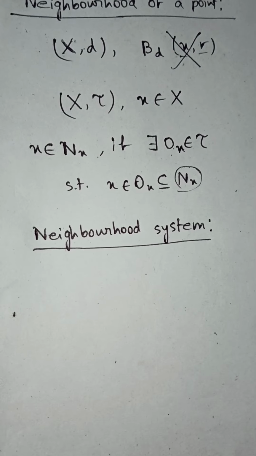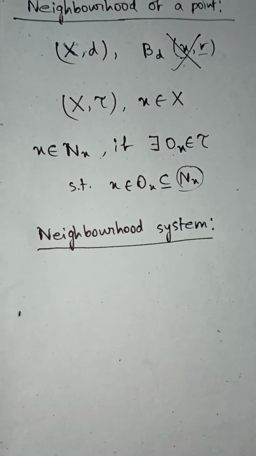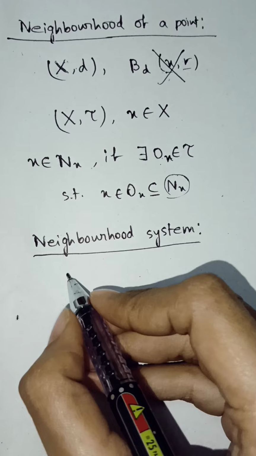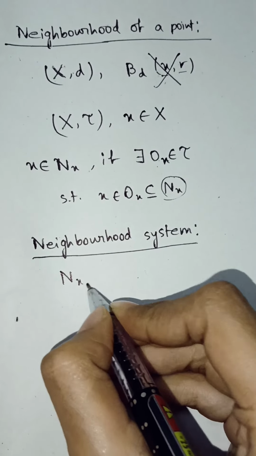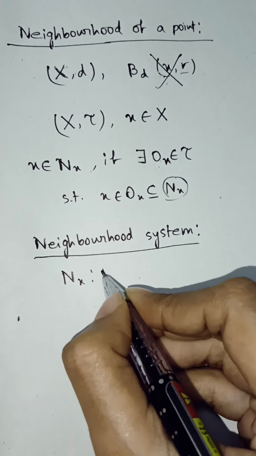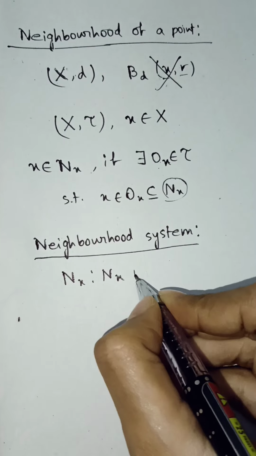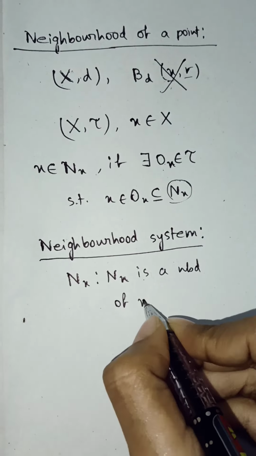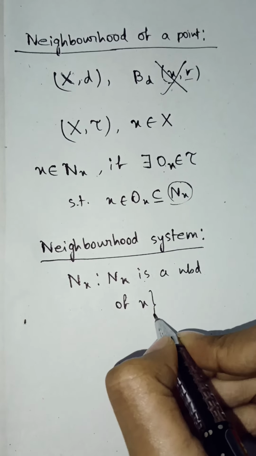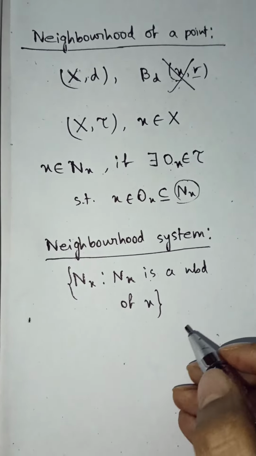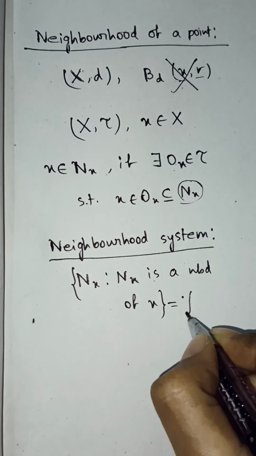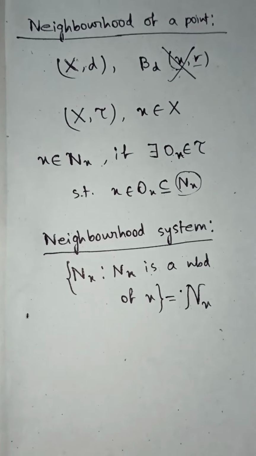Now, neighborhood system. Neighborhood system means the set of all neighborhoods Nx such that Nx is a neighborhood of x. This set is said to be a neighborhood system and is denoted by scripted Nx.